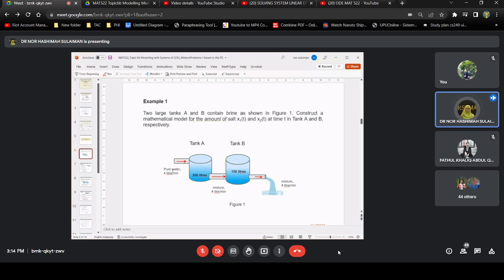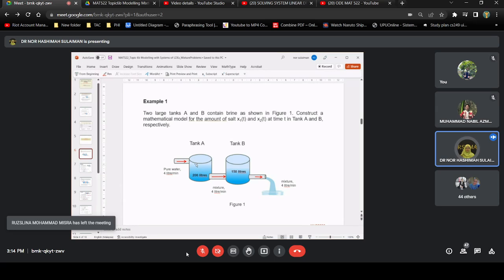Kalau you perhatikan kat sini kan, yang masuk dalam tank A adalah pure water. Kalau pure water, ada tak concentration of salt? What will be the concentration of salt in a pure water? Zero. Zero, yes, you are right, zero. And dia masuk pada kadar berapa? 4 liter per minute, right? Okay, lepas tu dia kacau-kacau kat sini, campur dengan air larutan sedia ada, and then dia keluar. Dia keluar pergi masuk dekat tank B. Dia keluar as a mixture, and the rate of the solution that goes out from tank A is the same rate, 4 liter per minute. Maknanya tak ada perubahan pada amount of solution in tank A.